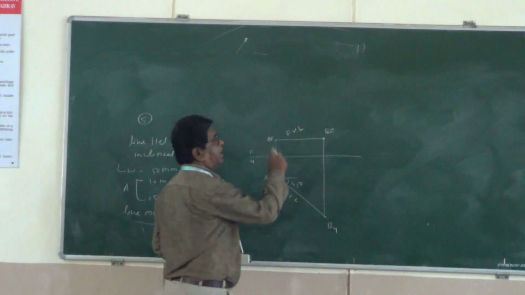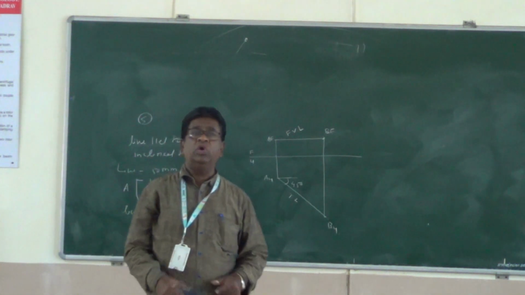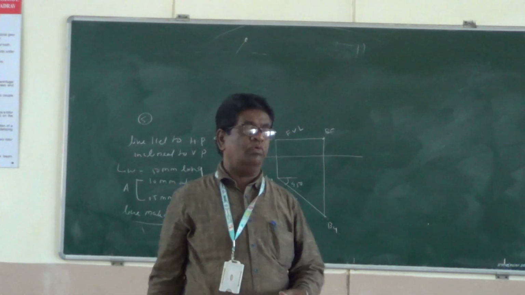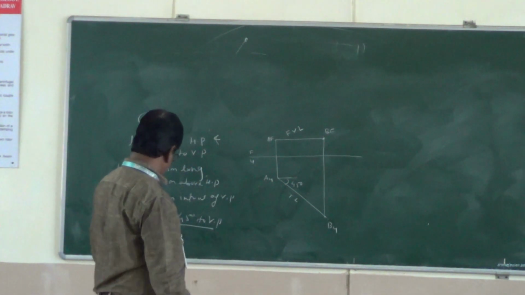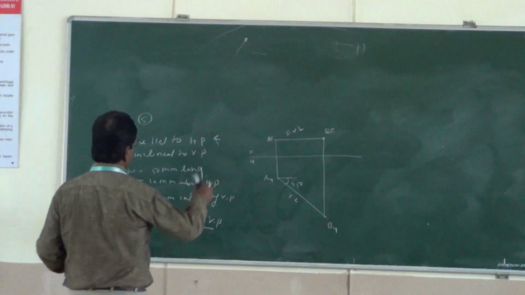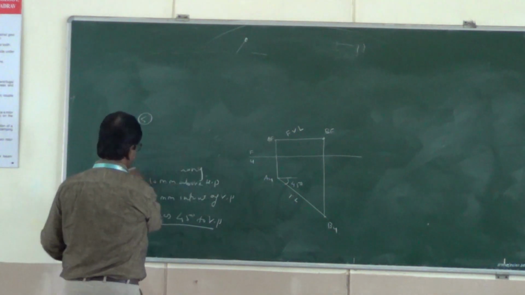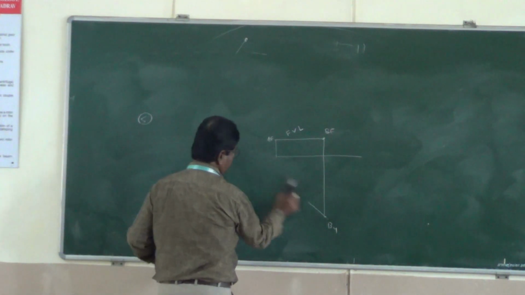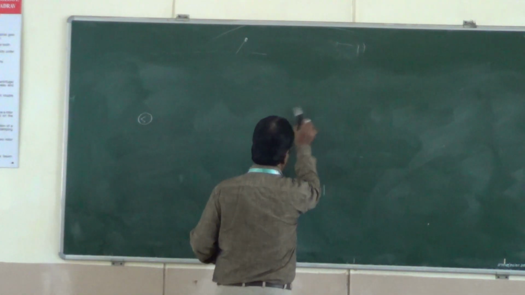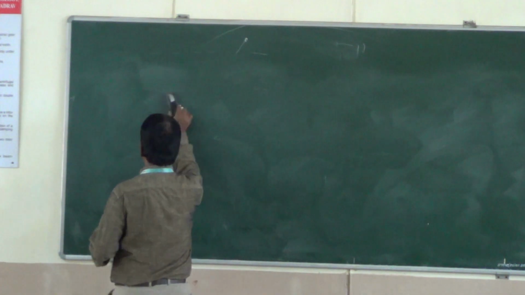is the FVL, front view length of line. Okay? So this is the fifth type of line. Now next, the sixth type of line.